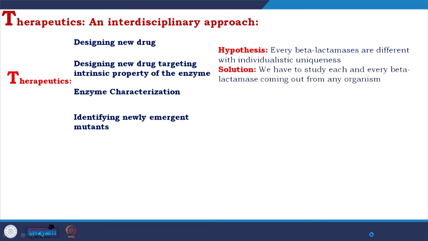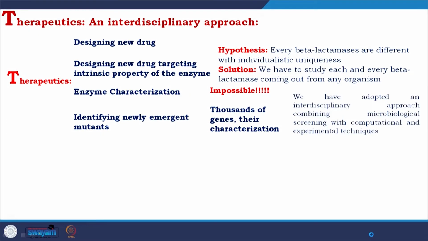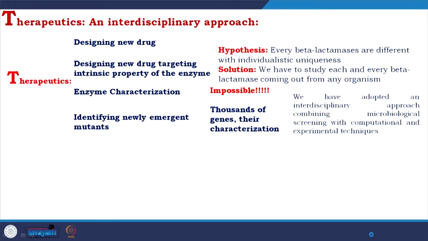So, what is the solution? We have to study each and every beta lactamase coming out from any organism, and every organism their variants, which is impossible, because there are thousands of genes, even 1000 is an understatement. We need cloning, overexpression, characterization of all of them. So, how do we solve this? The field of drug development, antimicrobial therapeutics development, is now adopting an interdisciplinary approach combining microbiological screening with computational and experimental techniques, as I talked about.